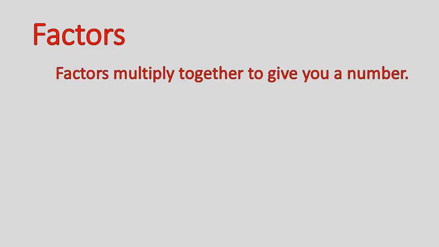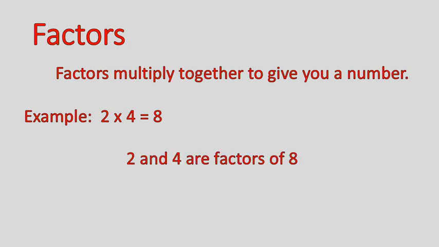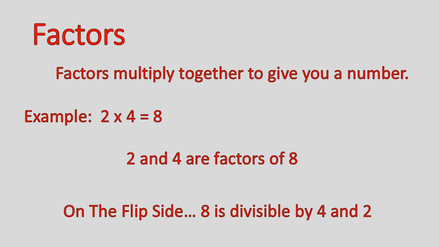A factor multiplies with another factor to give you a number. For example, 2 times 4 is 8. The factors are 2 and 4. Okay, 2 and 4 are factors of 8. When we turn that around, we would say that 8 is divisible by 4 and 2. All right, so factors are the smaller parts that multiply together to give you those larger numbers. In this example, 2 and 4 are factors, and 8 is divisible by 4 and 2.